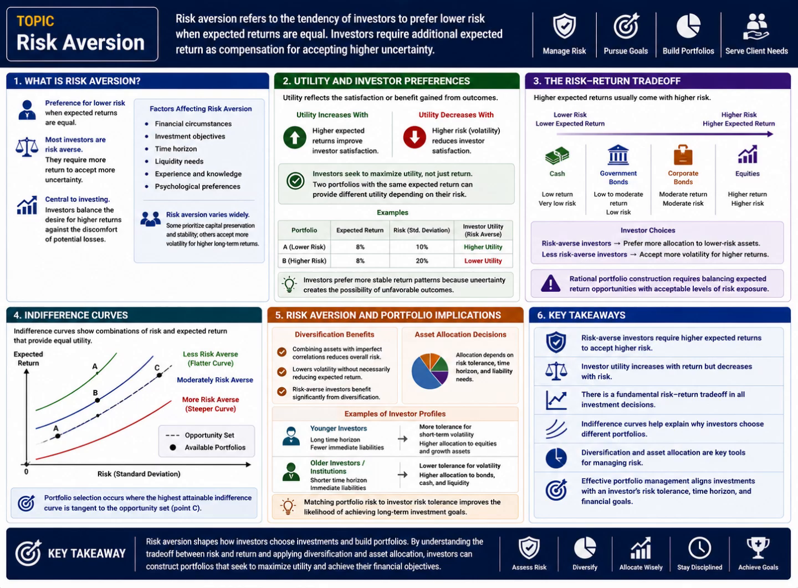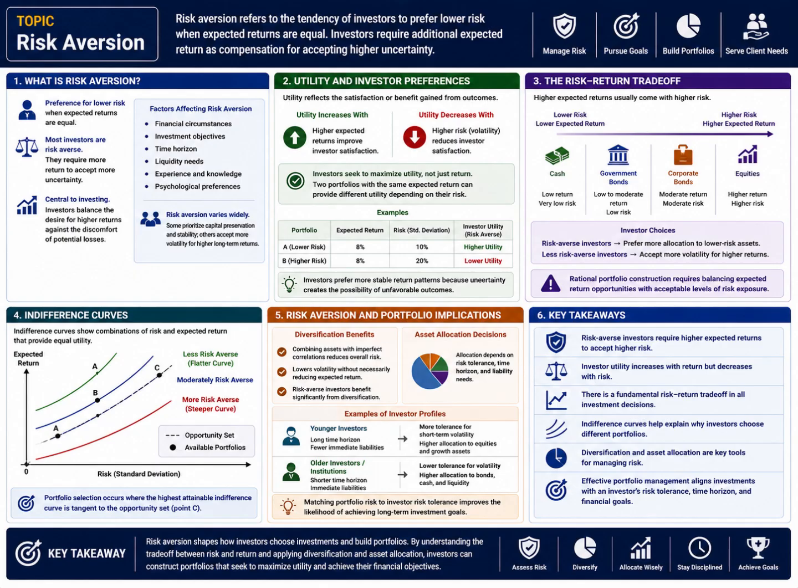Overall, the topic demonstrates that risk aversion is a fundamental concept underlying investment behavior and portfolio management. Investors differ in their tolerance for uncertainty, and these differences influence their preferences regarding portfolio risk and expected return. Utility theory, indifference curves, and the risk-return trade-off provide analytical frameworks for understanding how rational investors make portfolio choices. Risk aversion also explains the importance of diversification and strategic asset allocation in reducing unnecessary risk while pursuing investment objectives.